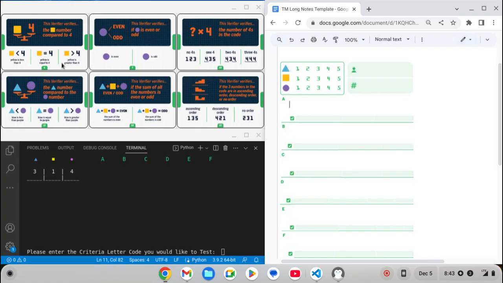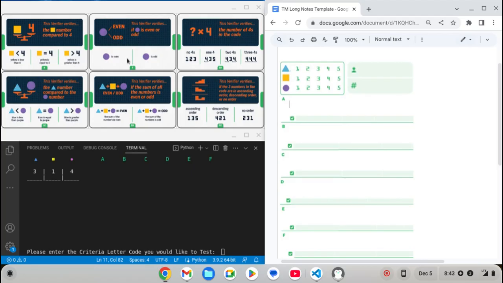Criteria card A takes a look at our middle digit, the square digit, and the Turing Machine will be comparing it to the number 4. So should the value of square be less than 4? Should it be equal to 4, or should the value of square be greater than 4?